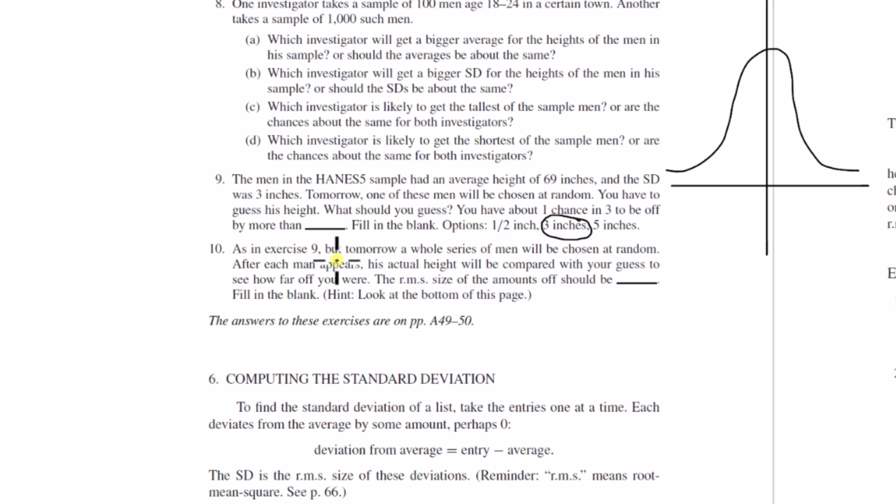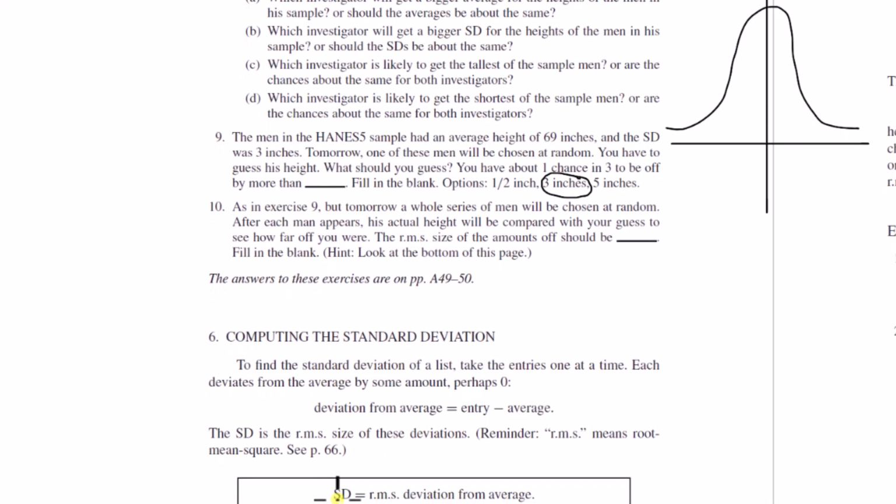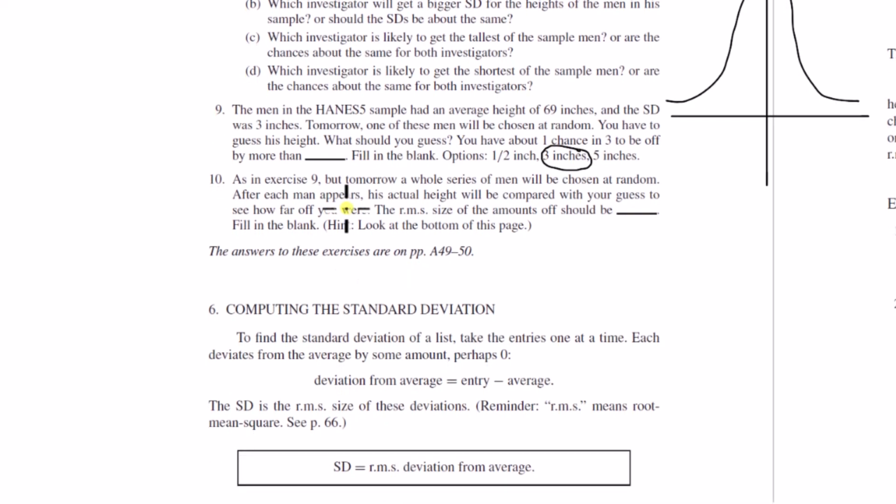All right. As in exercise 9, but tomorrow a whole series of men will be chosen at random. After each man appears, his actual height will be compared with your guess to see how far off you were. The RMS size of the amounts off should be what? Look at the bottom of the page. Yeah, that's what we talked about. The standard deviation is the RMS deviation from the average.